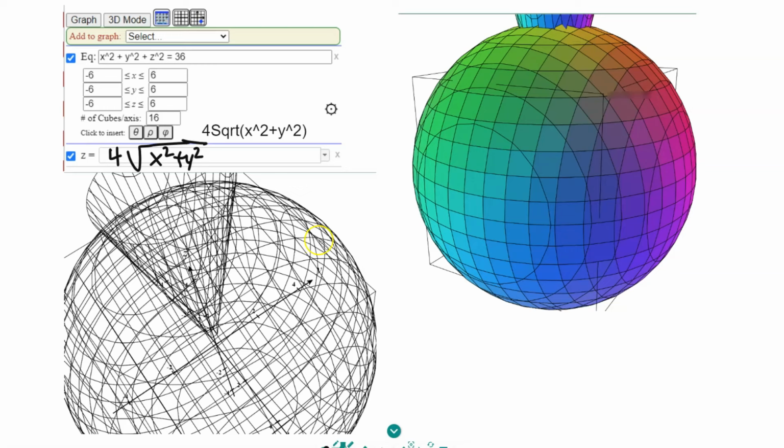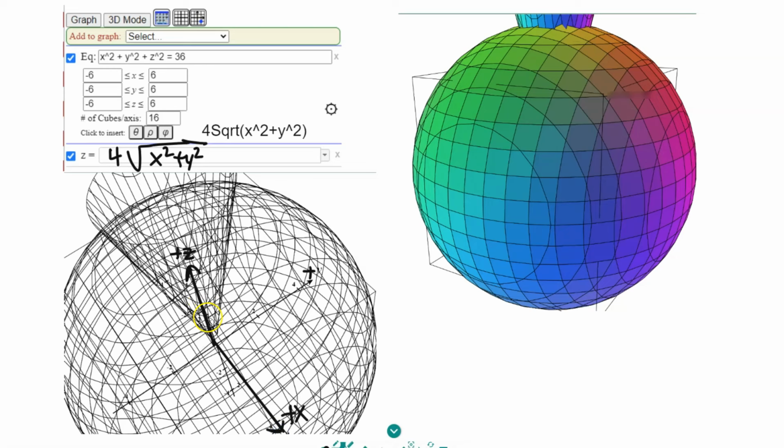So the z-axis goes up into the cone. Hopefully you can see that right here. Here's the z-axis, and there's the positive y-axis. And that means the x-axis goes out this way.